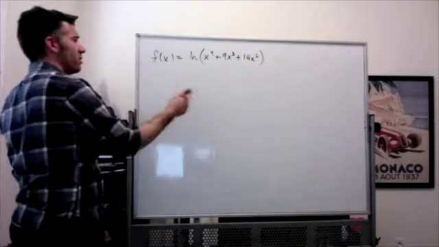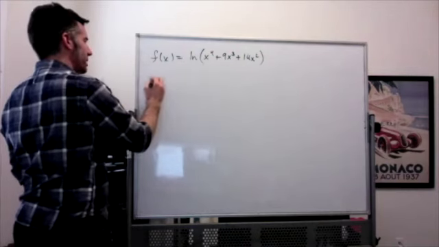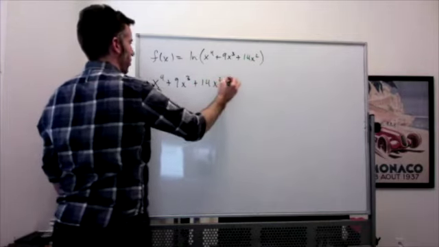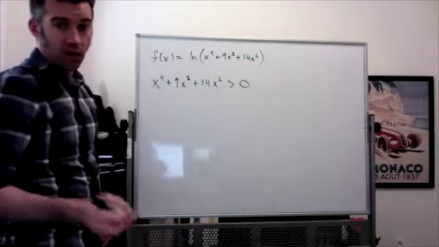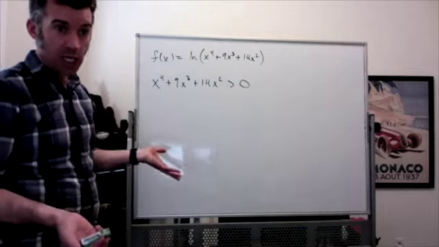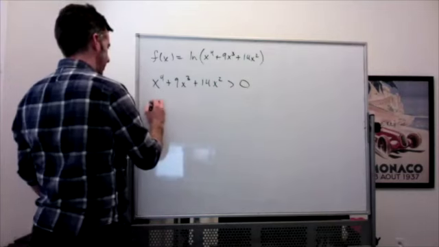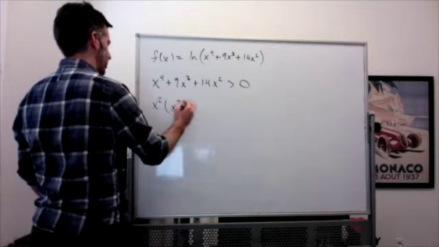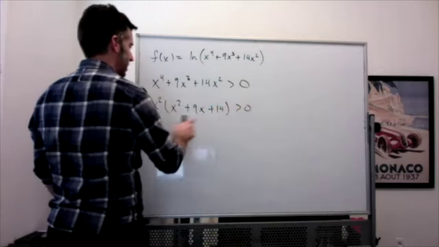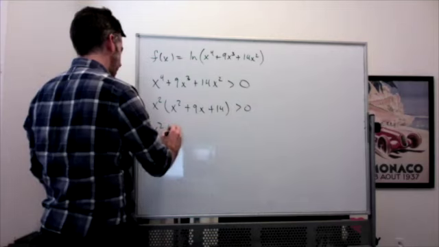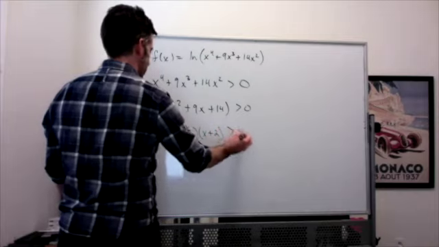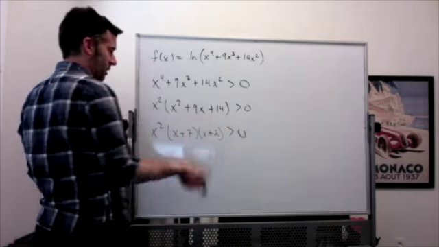So here we have to say, well, we need the inside, or the argument, of the logarithm to be strictly greater than 0. And the only way we can do this, if it's a non-linear thing, meaning you have powers of x that are different than 1, is by factoring. I can factor out an x squared, look at the x squared plus 9x plus 14. And then I can factor this even further as x plus 7 times x plus 2, because 2 times 7 is 14 and 2 plus 7 is 9.